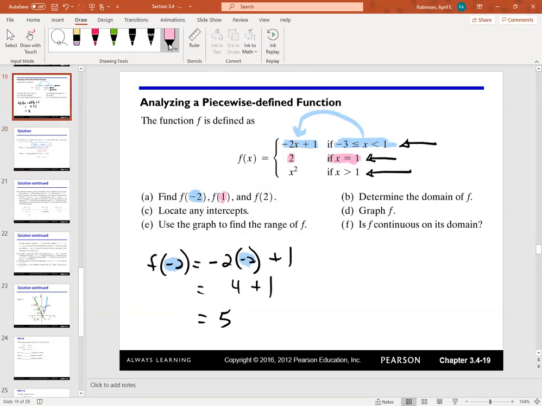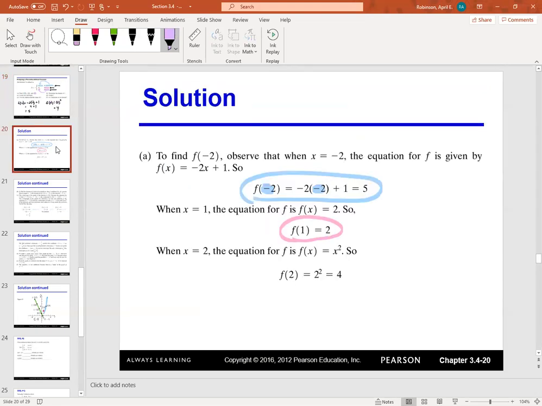And then the third one wants you to calculate F of 2. And 2 would fall into this one right here. X is greater than 1 because 2 is greater than 1. So I'm going to plug that into my X squared. So F of 2 is going to equal 2 squared. I'm plugging and chugging into the purple one. And so the answer is 4. And if I look at the next page where they showed their work, there it is. F of 2 equals 2 squared, which is 4.